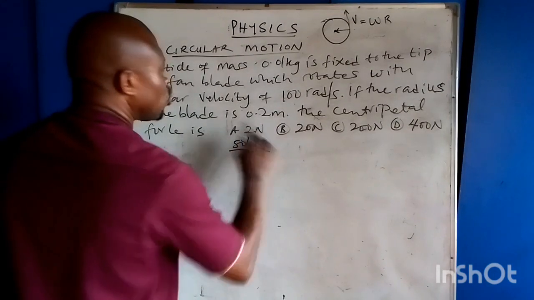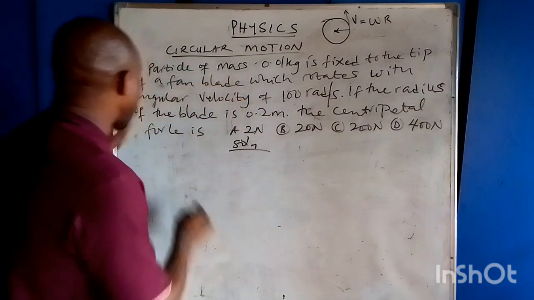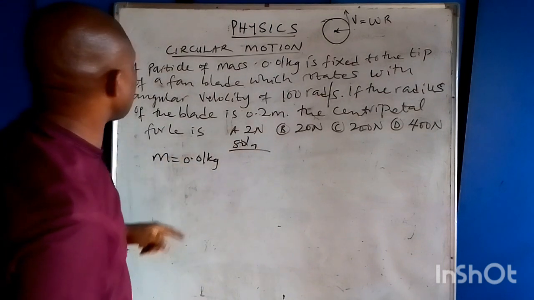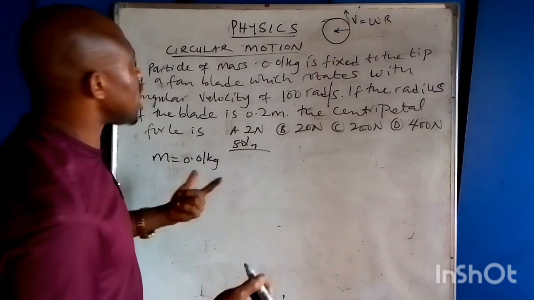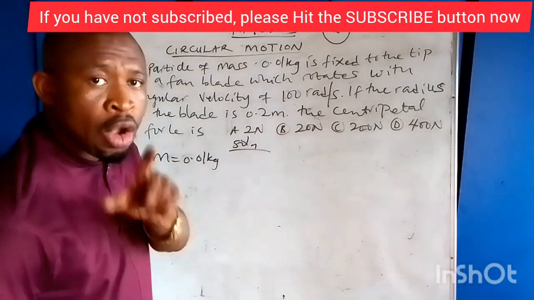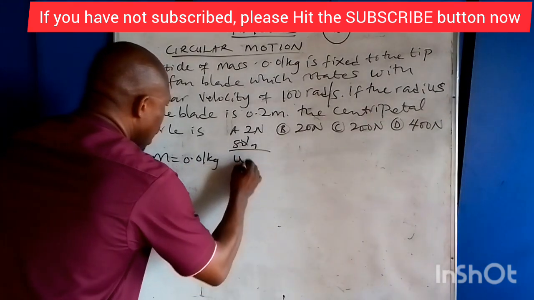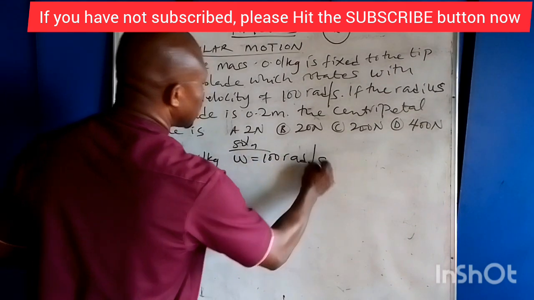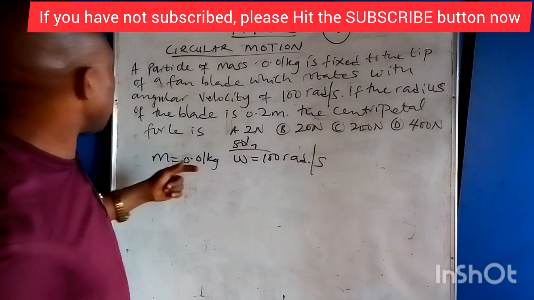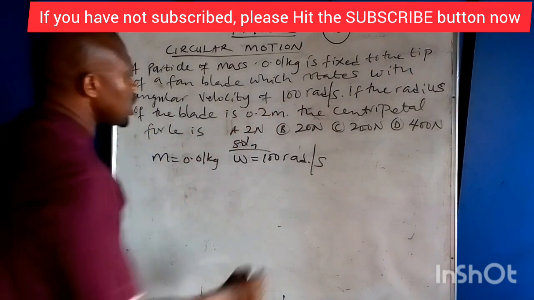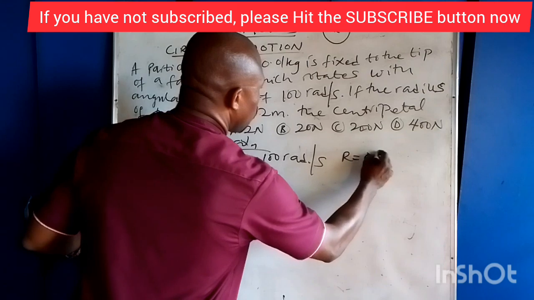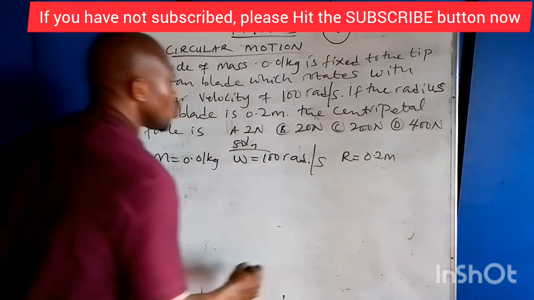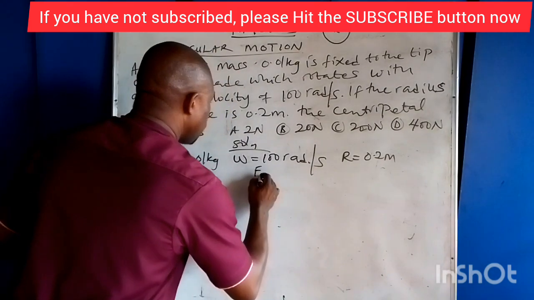Solution, just straight to the point. The mass of the particle m is 0.01 kg, fixed to the tip of a blade which rotates with angular velocity of 100 radians. So we have angular velocity omega of 100 rad per second. If the radius of the blade is 0.2, that means r is 0.2 meters. Now we are asked to find the centripetal force. So we have F is what we are looking for.